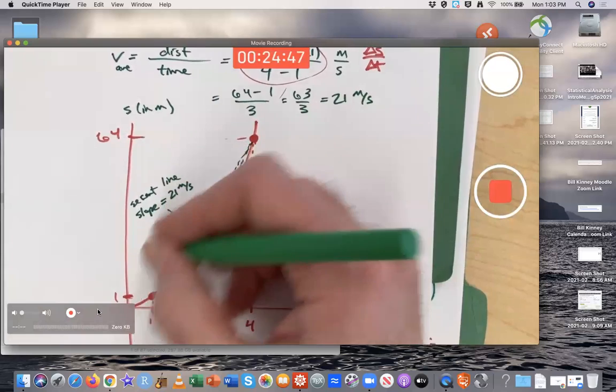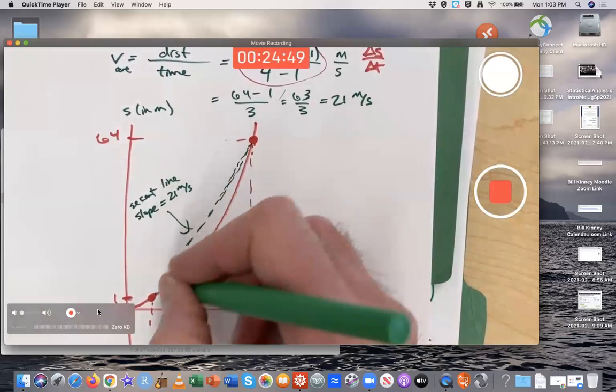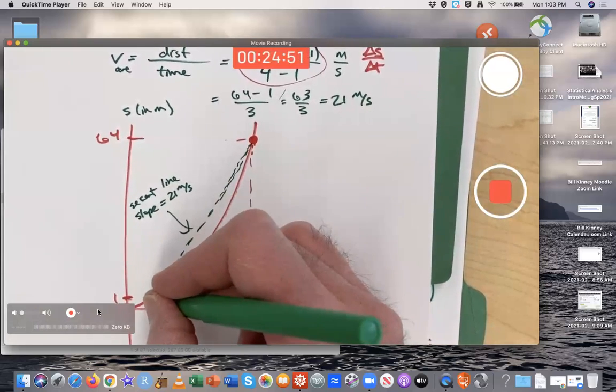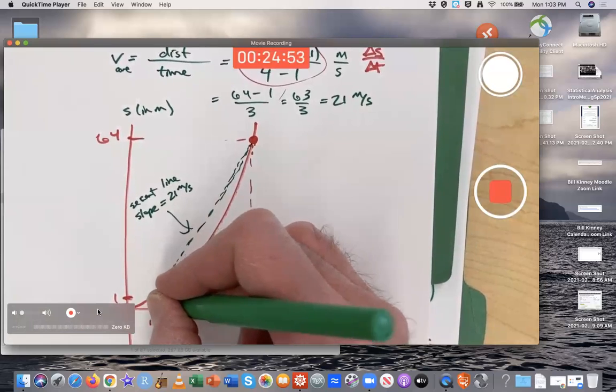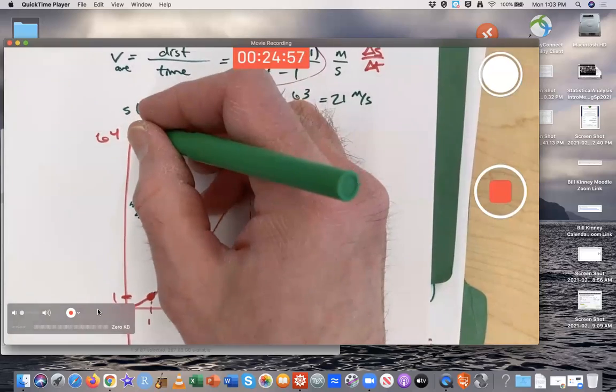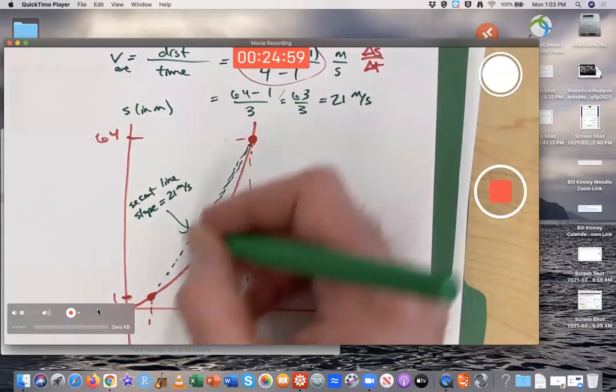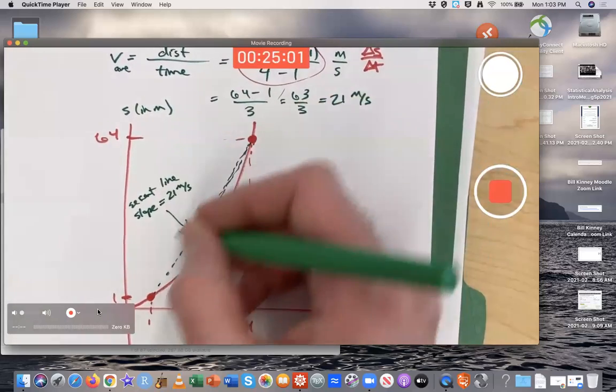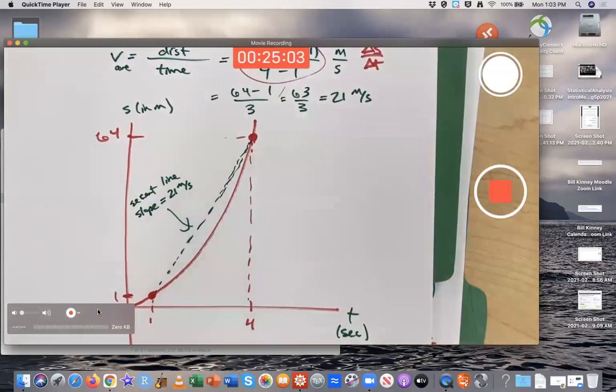The fact that the average speed is 21 meters per second means if there was another car traveling from time 1 to time 4 and going from position 1 meter to position 64 meters, the graph of their distance as a function of time would be straight if they're going at a constant speed, and they would start and end at the same spot. The car that was going slower at first eventually catches up because by the end it's going faster.